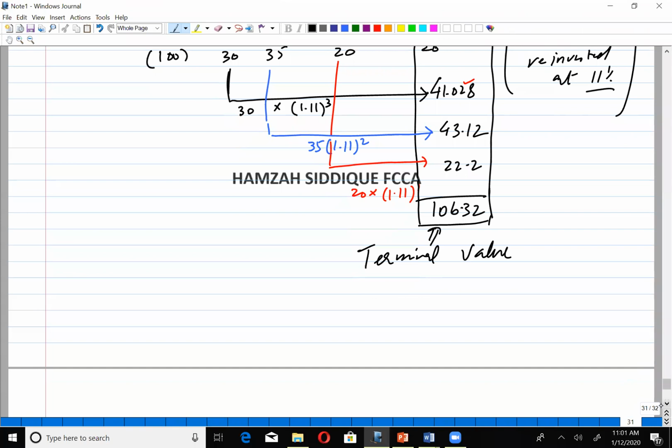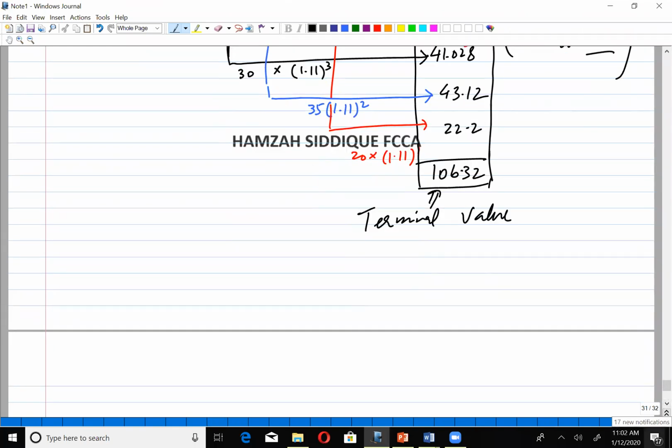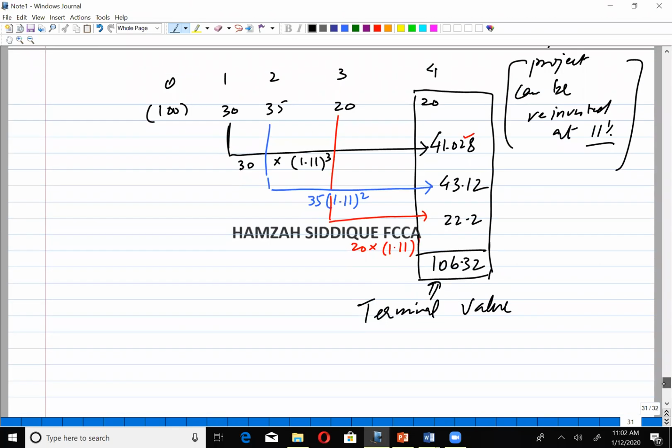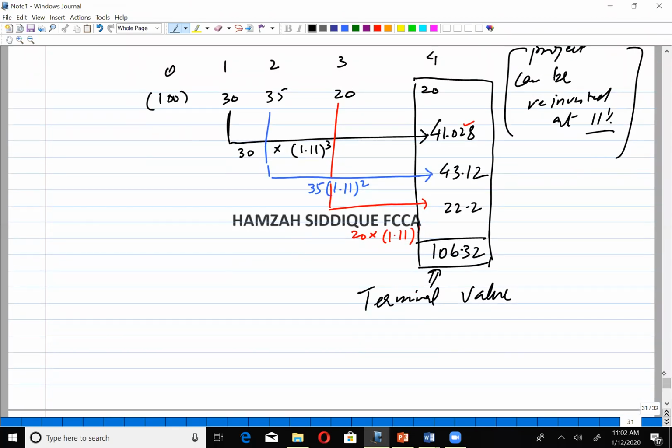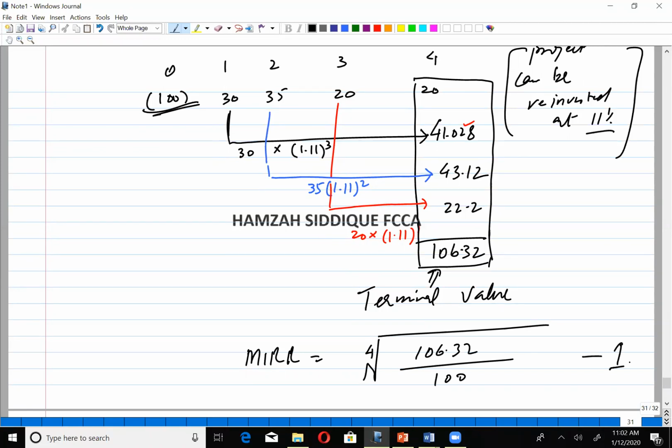Now, I hope it is clear how to calculate terminal value. Now, with the simple present value, we can calculate MIRR. It is the nth root, not multiplication. It is 1 by 4 basically. 106.32, the present value is already here, 100, minus 1. Please solve it and tell me the answer of MIRR. Be quick.